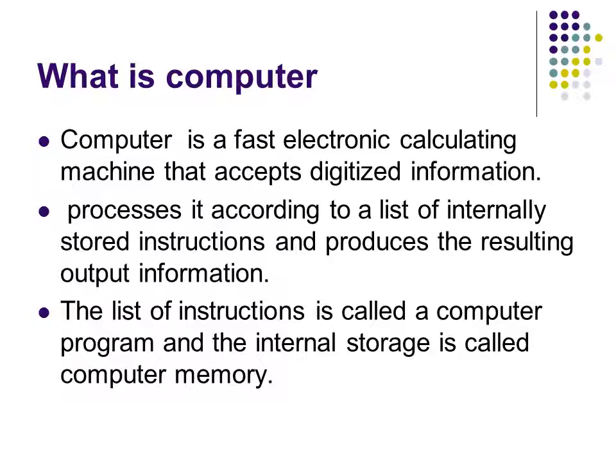A computer is a fast electronic calculating machine that accepts digitized information. It accepts only binary information and processes it according to a list of internally stored instructions and produces the resulting output information. So the list of instructions is called a computer program and the internal storage is called computer memory.